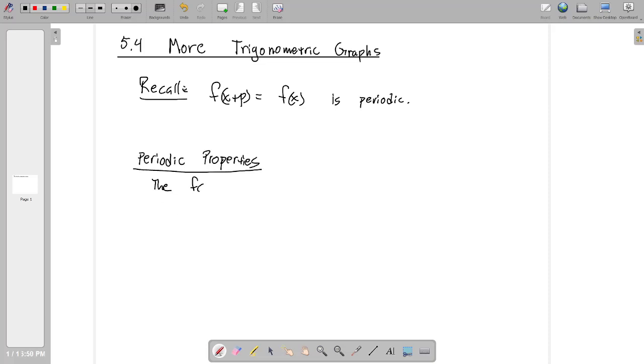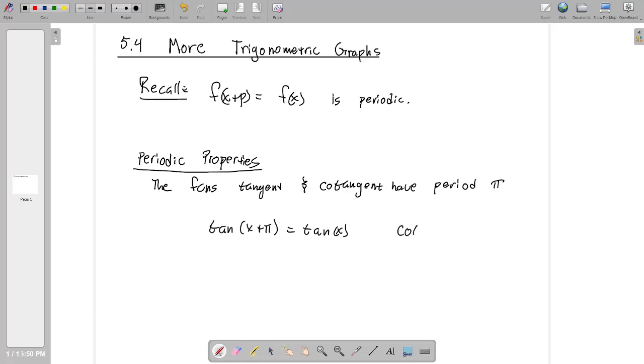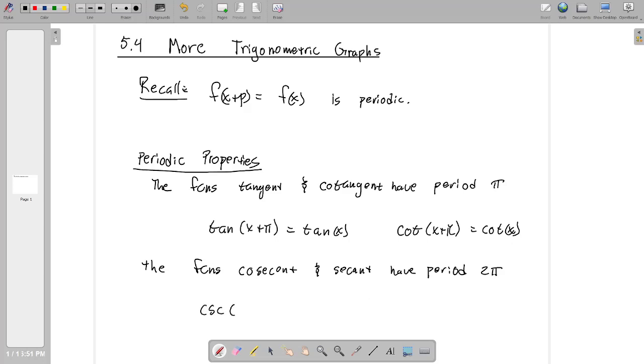Periodic properties. The functions tangent and cotangent have period pi. This means that tangent of x plus pi is equal to tangent of x for all x values. Similarly, cotangent of x plus pi is equal to cotangent of x for every single x value. The functions cosecant and secant have period 2 pi, and this means cosecant of x plus 2 pi is equal to cosecant of x for every x value, and similarly, secant of x plus 2 pi is equal to secant of x for every x value.